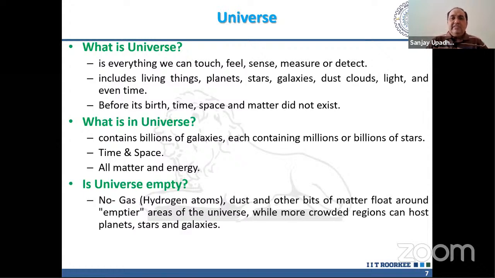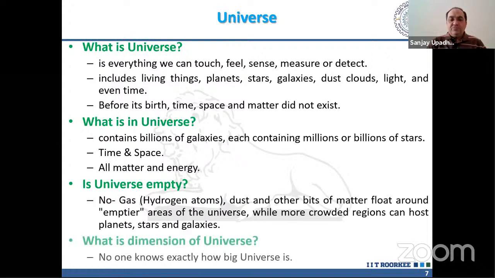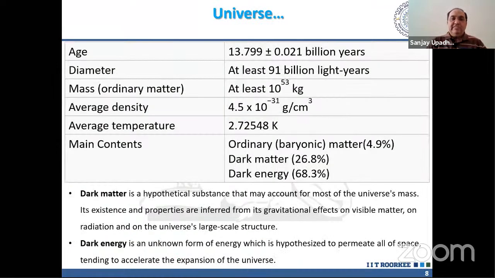So this is the definition of universe. And what is available in universe? Then what is the dimension of universe? Maybe we do not know exactly, but from some literature we have received the age of the universe, you see, 13.799 plus or minus 0.221 billion years.